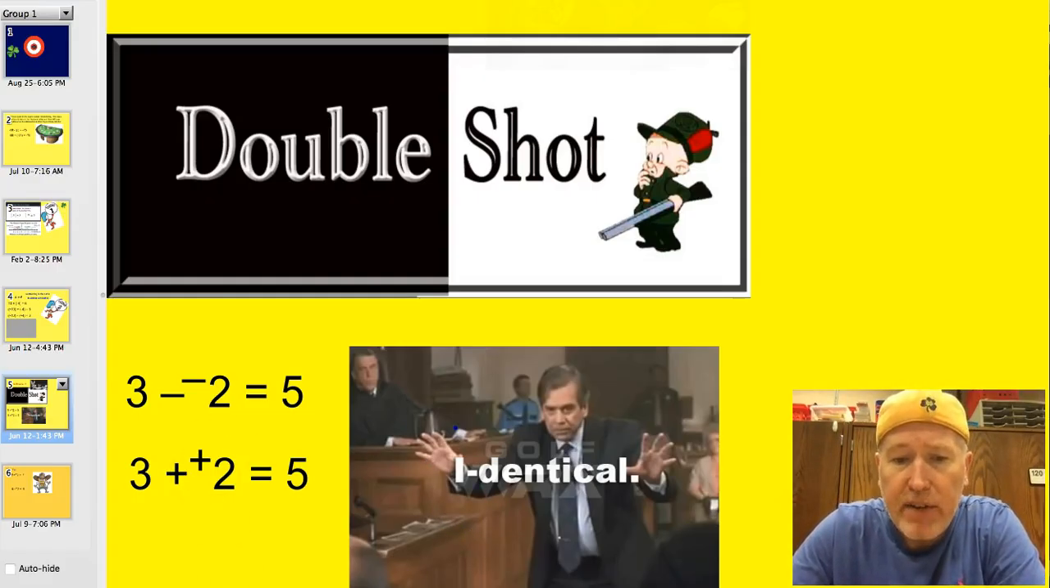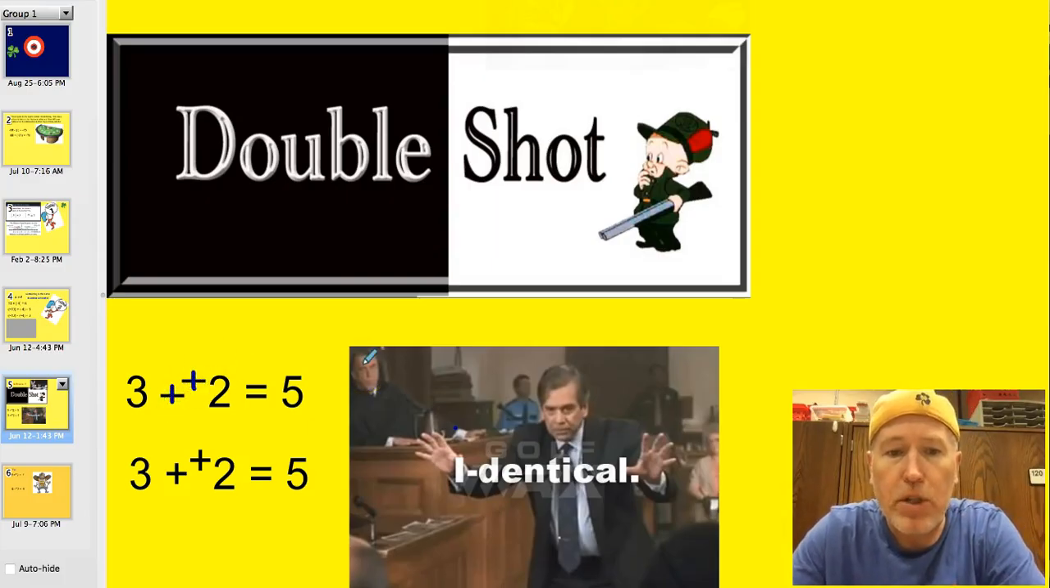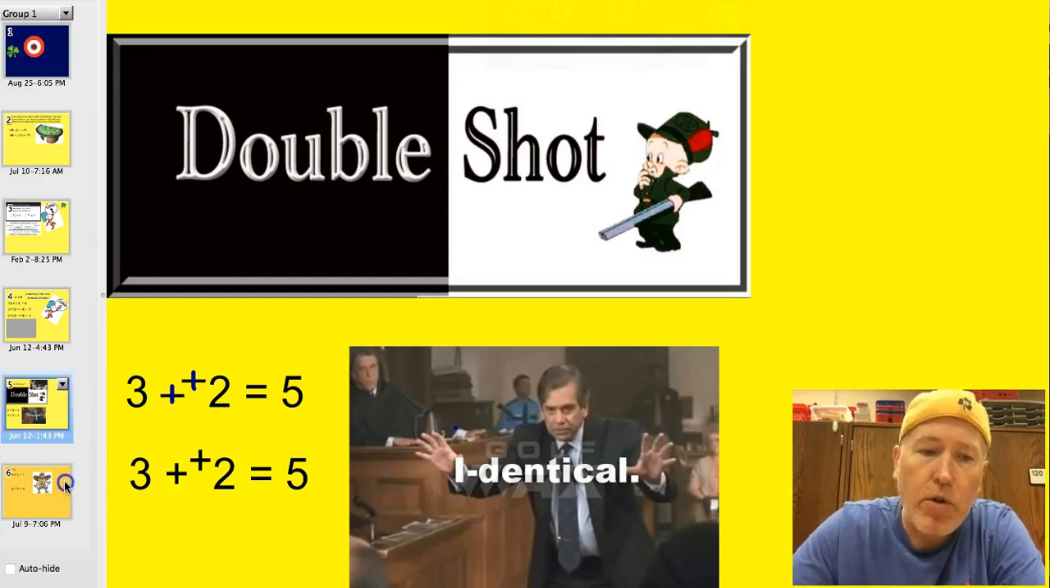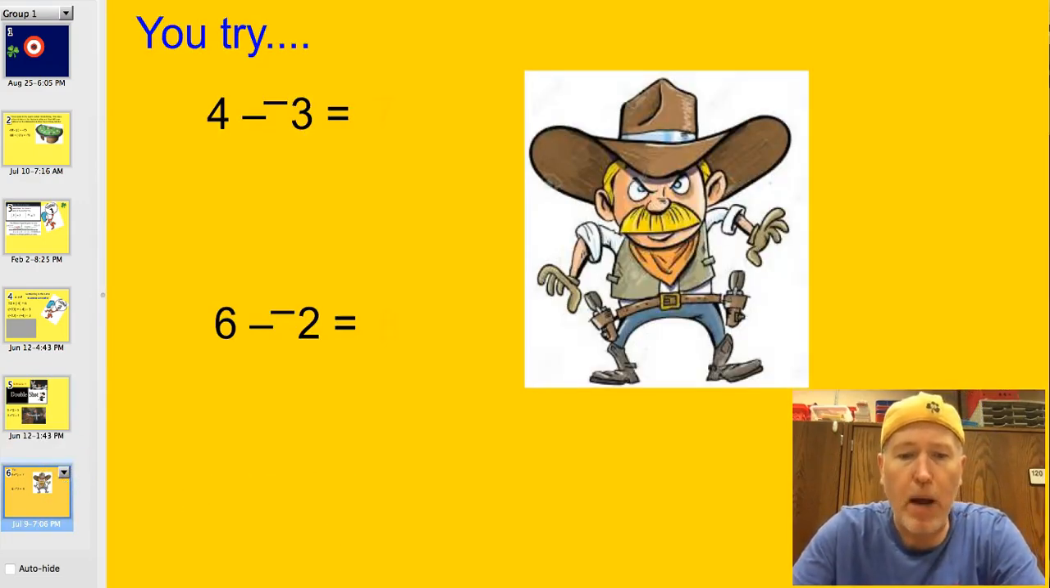Well, my G67 kids, when I was teaching this, I would always take and go 3 minus a minus 2. Let's see, that's 3 plus 2 is equal to 5. They thought that sounded like a shot, so we started calling it the double shot. And it's a nice way of remembering it. It is a double shot. Let's see if you can do the double shot. Try these two problems for me, please.